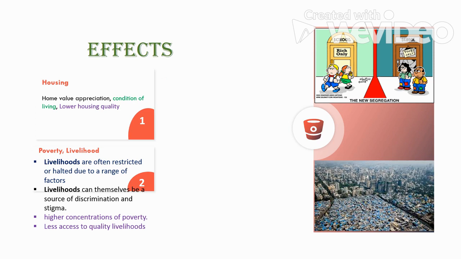For example, a person may be very good at something, maybe he is a very good chef. But because of racial prejudice, that person might not get a job in the high-end colonies. Then, livelihood itself can be a source of discrimination and stigma.